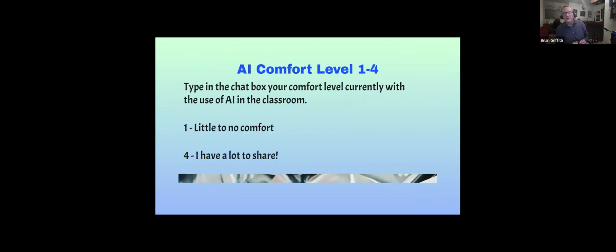First, how we would like you to start off is inside of the chat feature. What we'd like you to do is enter 1, 2, 3, or 4. 1, you have little to no comfort in using AI or any of the tools. 4, you've been using AI, you have a lot of information to share, and you're going to chime in with some resources as Melissa and I are talking as well. We'll give you about a minute to put those numbers in. Thank you.